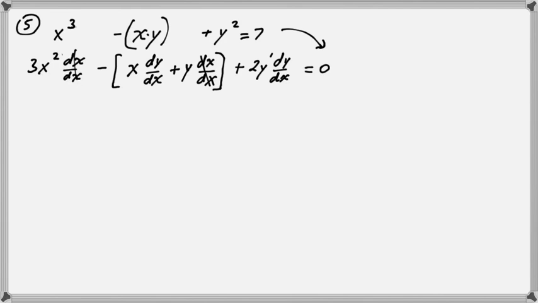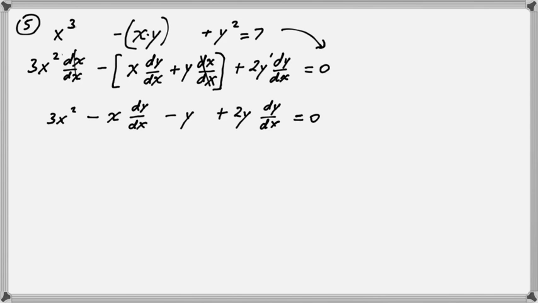So I'm going to clean this up now. This would just be (3x² − x) dy/dx − y + 2y dy/dx = 0. Now I'm telling you that with practice you'll get pretty good at this.